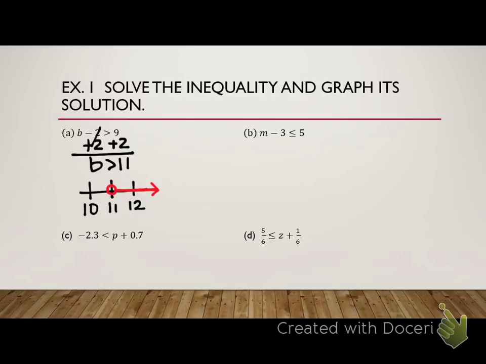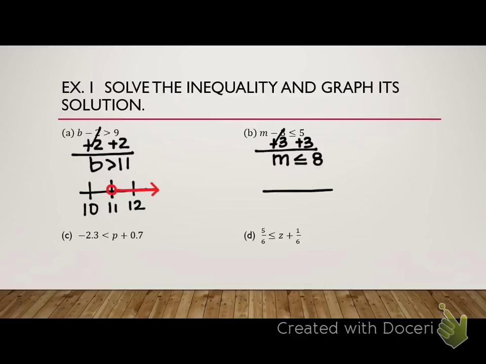Now, if you move to letter B, you can see that m needs to be isolated. In order to do that, we need to move 3 to the other side. And since this is minus 3, again, we're going to add 3, and we're going to do it to both sides of the inequality symbol. So m is greater than or equal to 5 plus 3, which is 8.